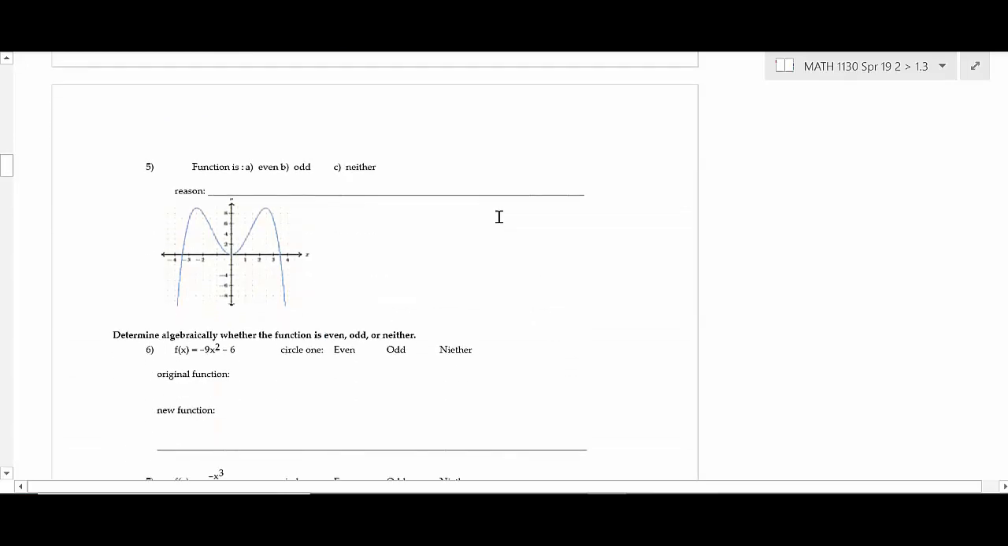Even, odd, or neither, just by looking. Even. Why is it even? Symmetric about what? About y. Okay, so this one is symmetric about y. Therefore, it's an even function. Okay, so that's how you do the symmetry.